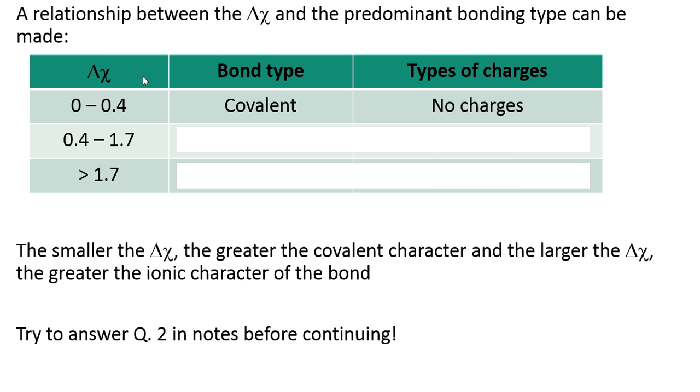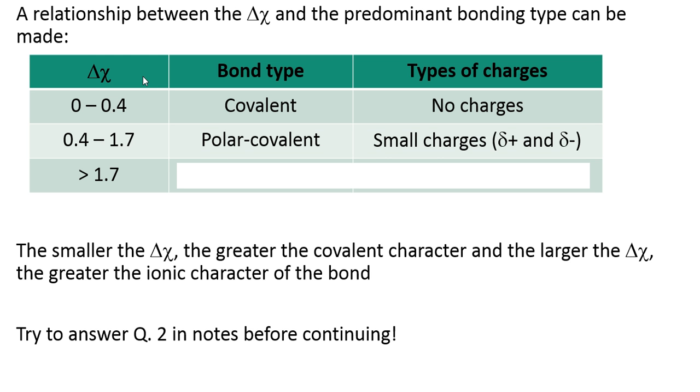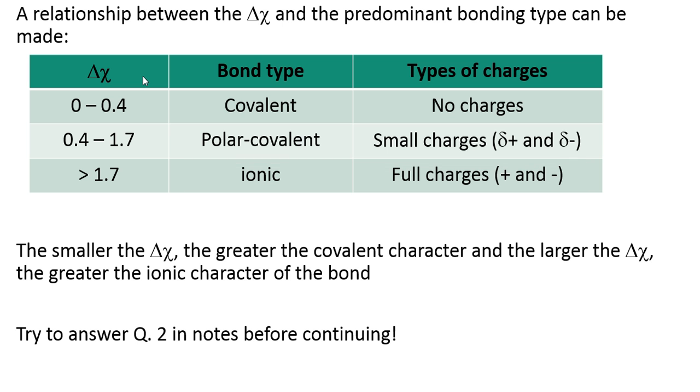If we've got a delta chi between 0.4 and 1.7, we will have a polar covalent bond, and each of those atoms will have some small charges associated with them, a delta positive or a delta negative. Finally, if the delta chi is larger than 1.7, we will have an ionic bond, and each of those atoms will have full charges, positive or negative, associated with them.